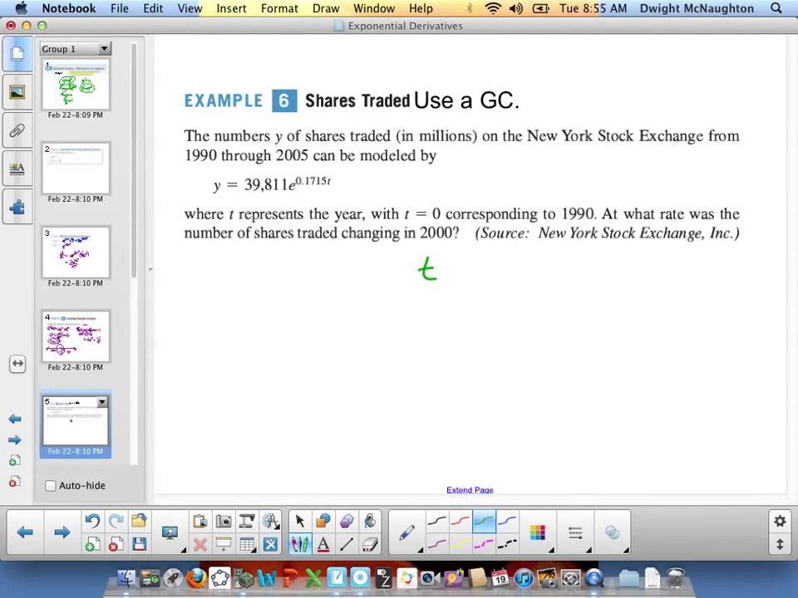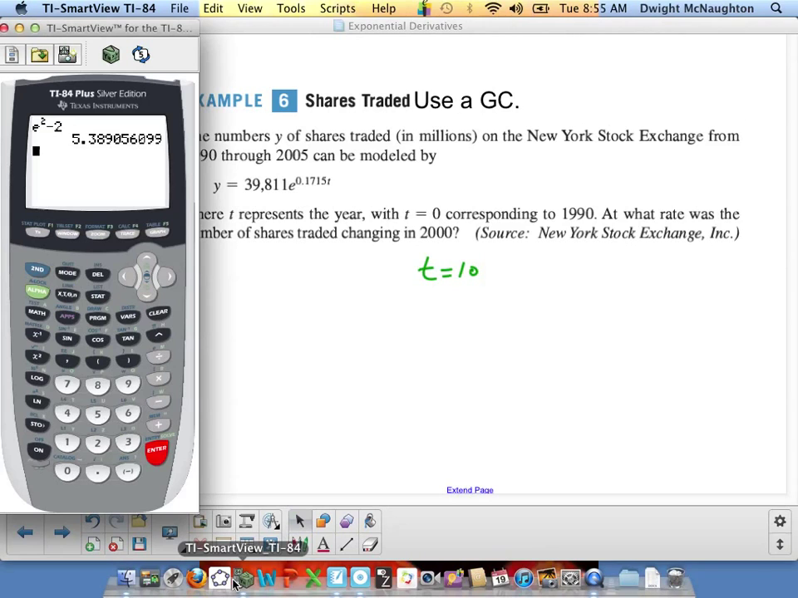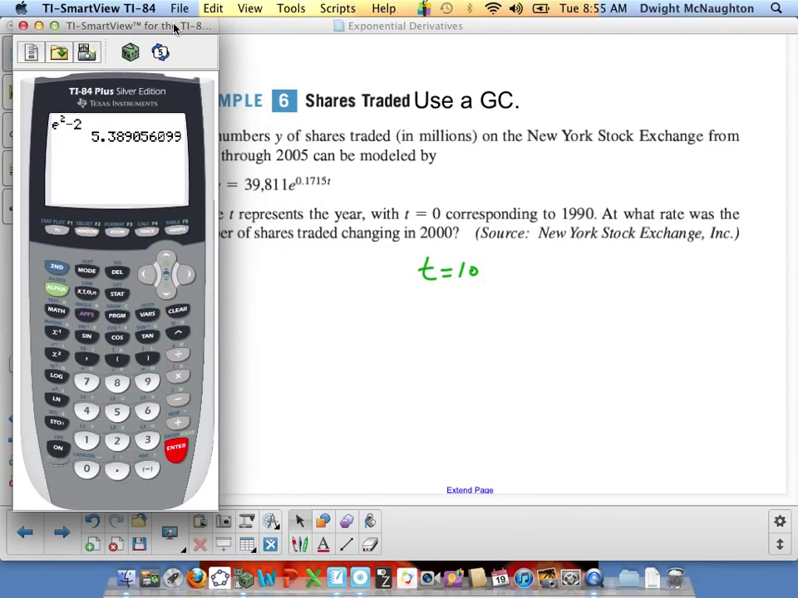So t equals 10. All right? So this is a good review. We're going to want to find the derivative of y when t equals 10. Our derivative function for the calculator is under the math menu. It is the 8th choice. Okay? We're going to do the derivative with respect to t.